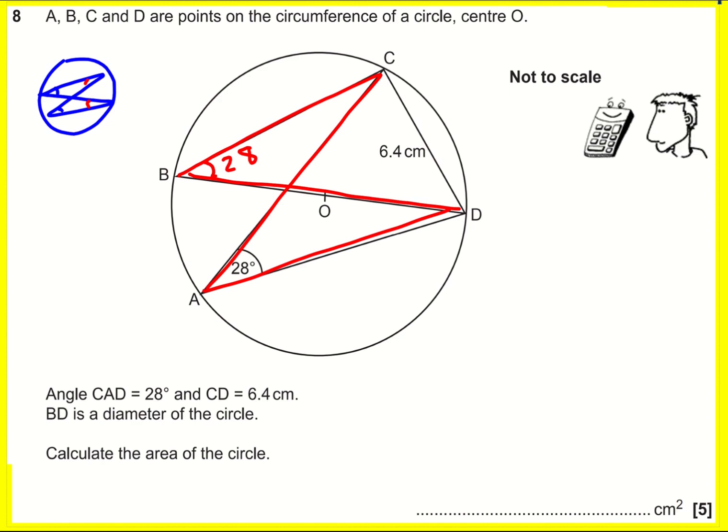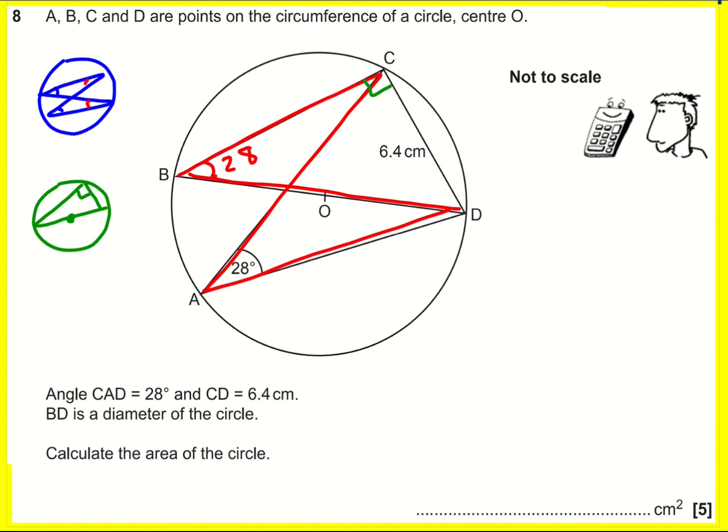Okay, another circle theorem. Because I've got a line, I've actually got the diameter in here. This makes me think, right, what's the circle theorem that involves the diameter? If we've got the center here, this is 90 degrees. The angle in a semicircle is 90 degrees. So I can say that that is 90.